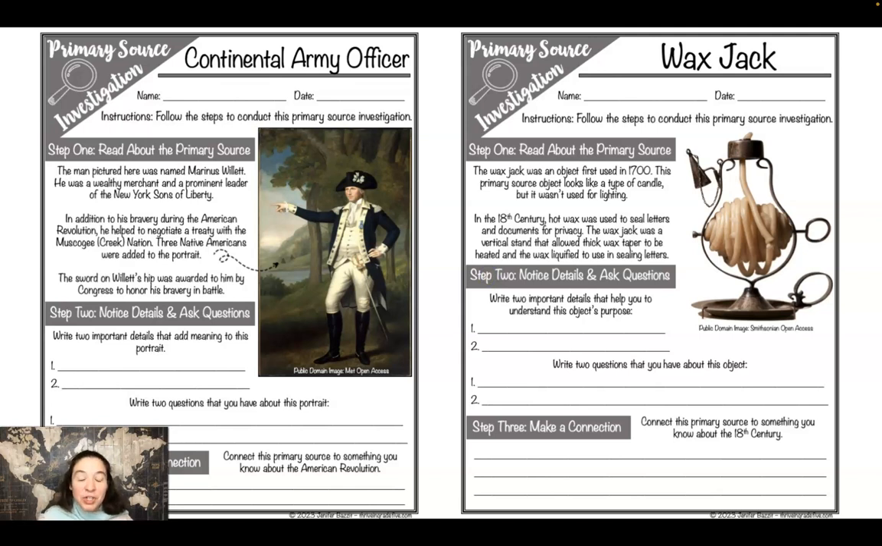I included two pages using method two. On this one, they are going to receive the information about the primary source up front, and then they'll notice details, ask questions, and make a connection. Same thing with the wax jack.